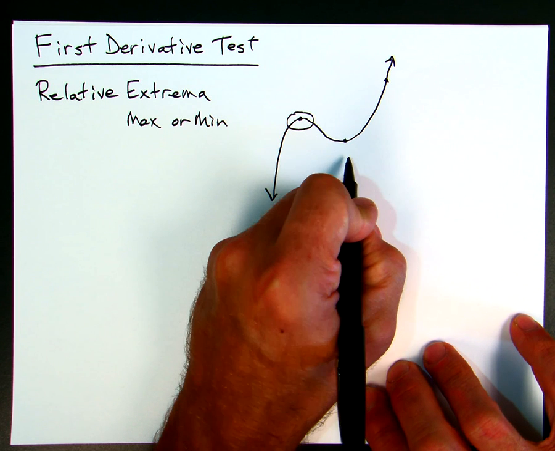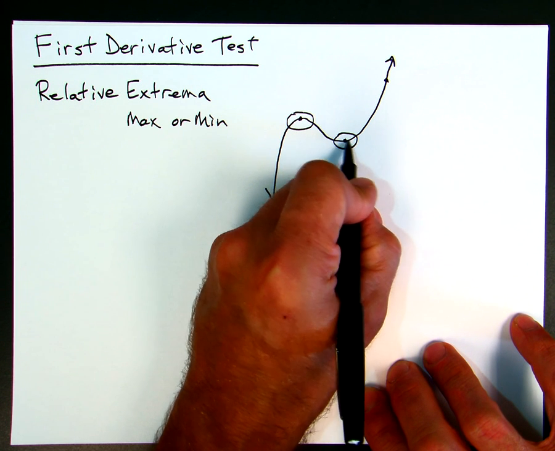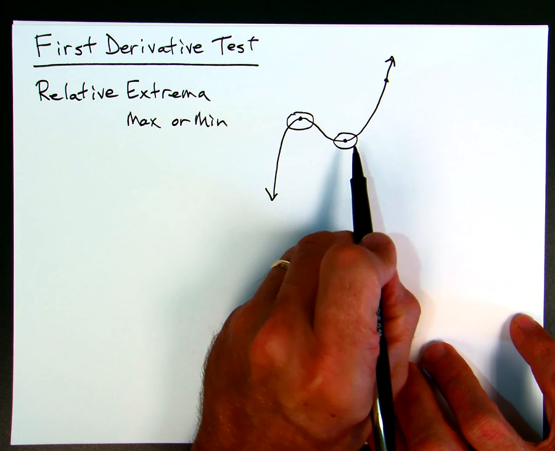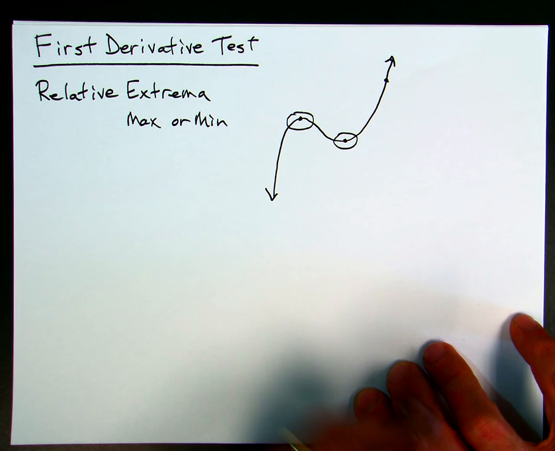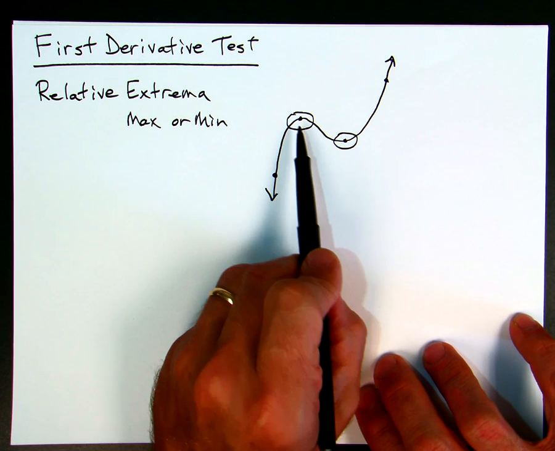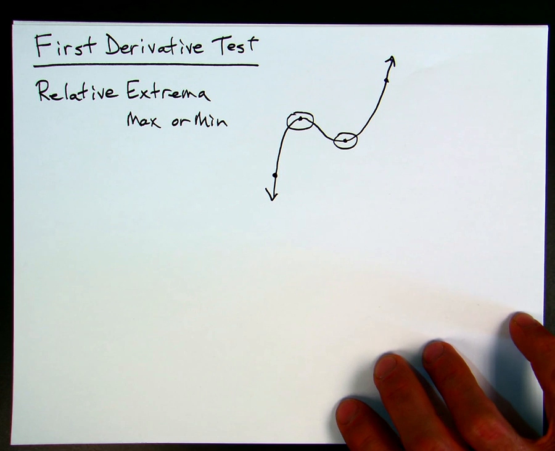Likewise here, I would have a relative minimum. If I go a little bit to the left, the function values get larger, or if I go to the right, the function values get bigger. It's not the absolute minimum, because I have points over here that are smaller. So that's what we mean by relative. We just mean in an area right around that point, it's the largest or the smallest value. So how do we use the derivative to help us find these?